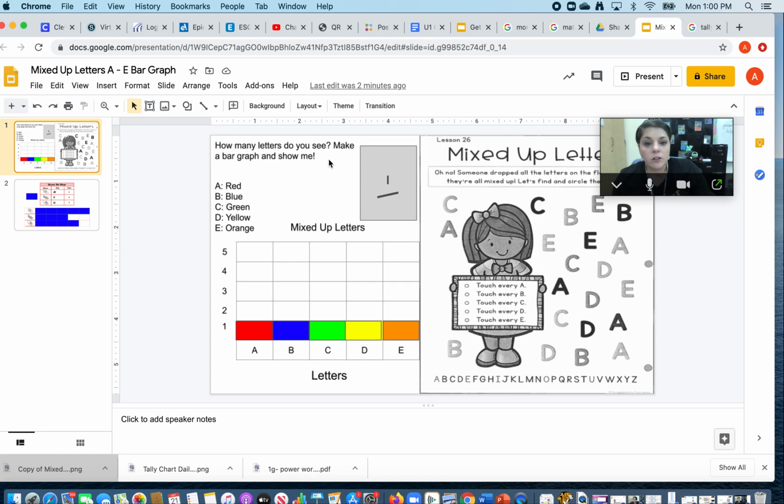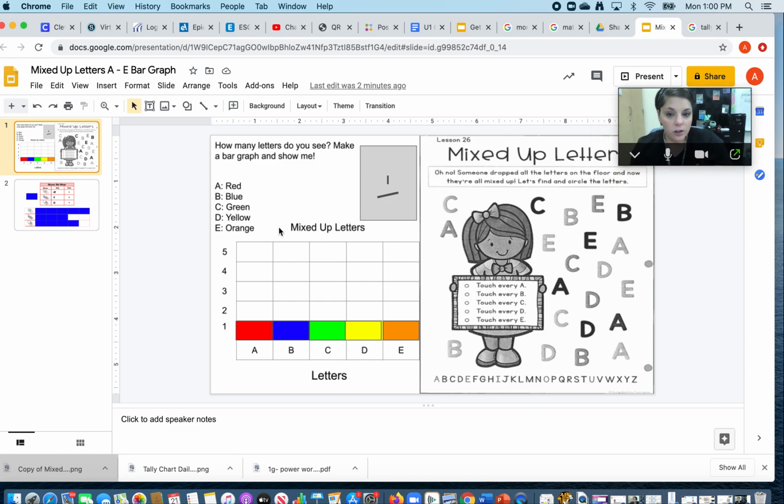So it says, how many letters do you see? Make a bar graph and show me. Uh-oh, somebody dropped all the letters. So we're going to kind of try to reorganize those letters a little bit. So looking here and here. You're going to make your tally chart right out beside here. It's going to be a really small tally chart, so you're going to have to really use your eyes.